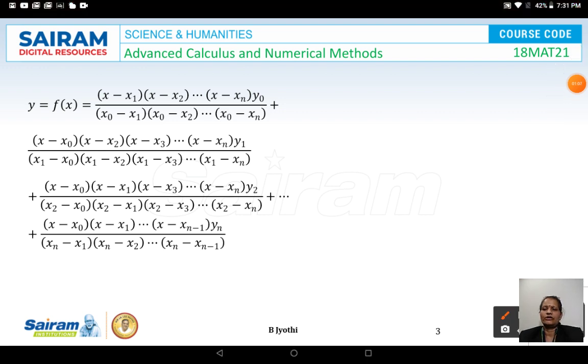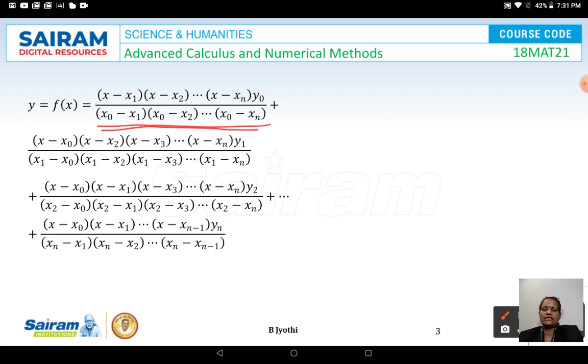y equal to f of x is equal to, the first term will be x minus x1 into x minus x2 into x minus xn of y0 divided by x0 minus x1 into x0 minus x2 into etc. x0 minus xn. That is the first term. In the second term, here in the first term x0 will not be there. So from x0 everything is subtracted and y0 is multiplied.